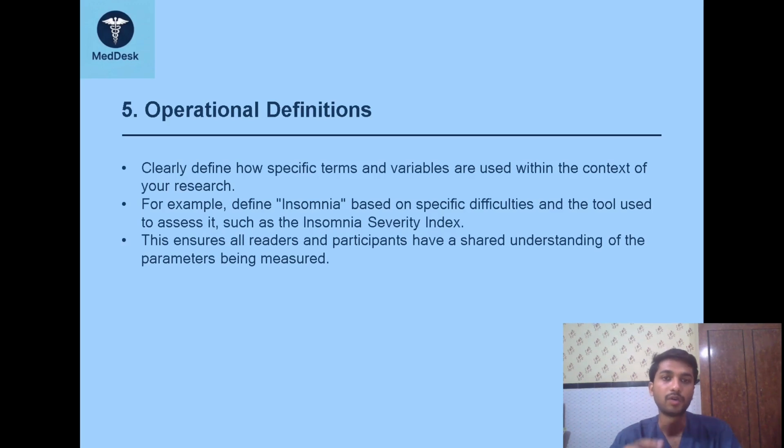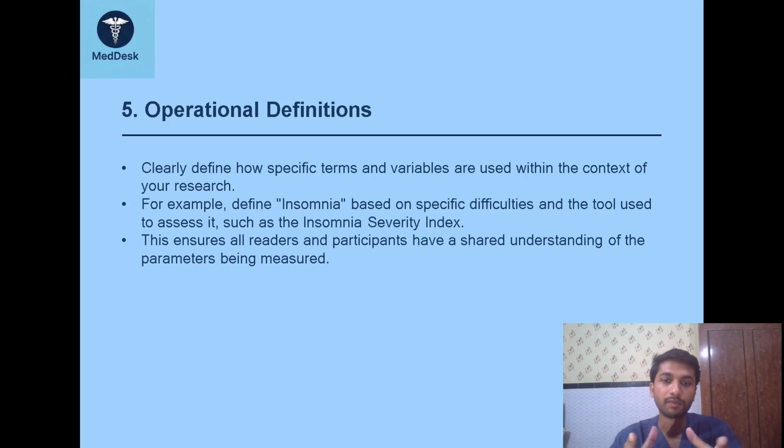The fifth point would be about the operational definitions, like what sort of words we have chosen in your keywords, in your title, in your research. You have to mention them with the standard definitions as well. Like if you are talking about malaria, then you have to mention malaria causes, malaria symptoms, malaria management, from any international classification as well.